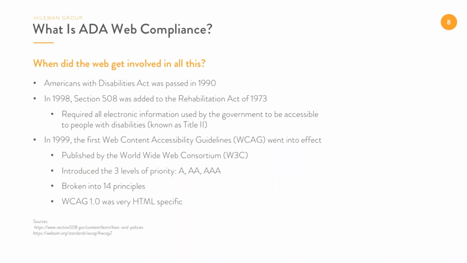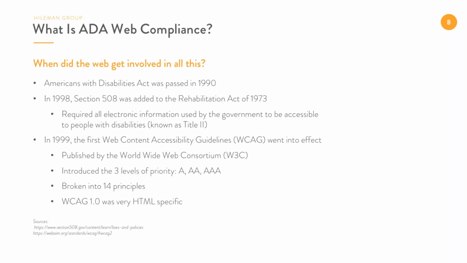So where did ADA web compliance come from? When the Americans with Disabilities Act was passed in 1990, obviously the web was still young. It's really not existing at all at that point, truthfully. So it wasn't a big deal to really focus on any of that when they were talking about the rest of the usability for people with disabilities.